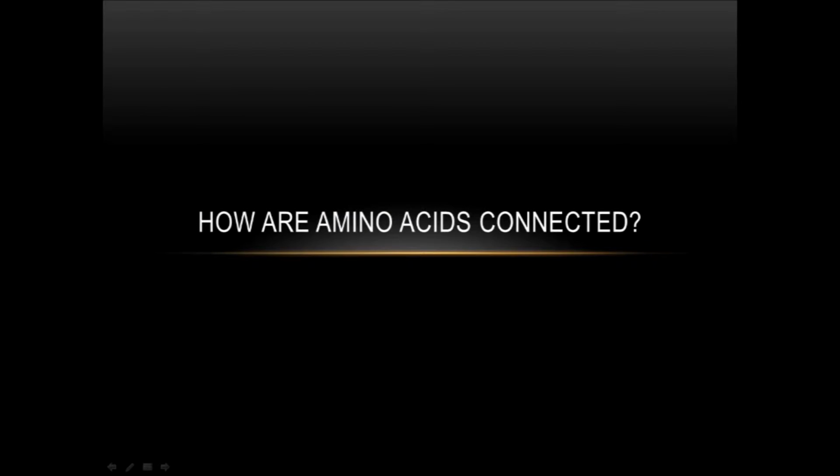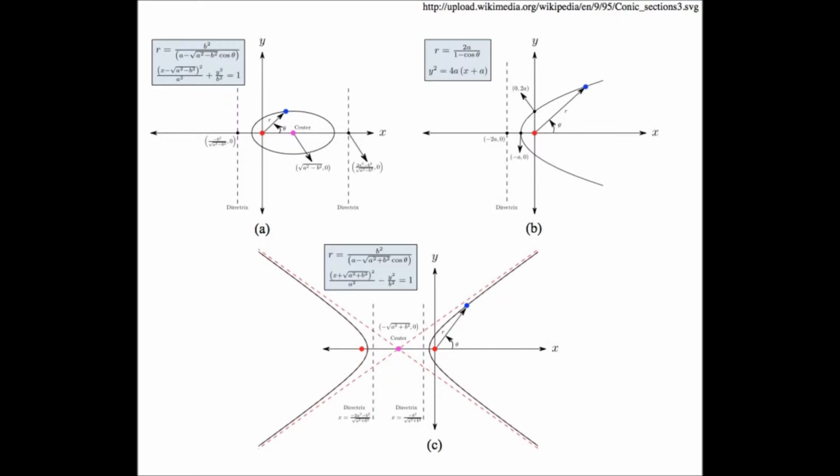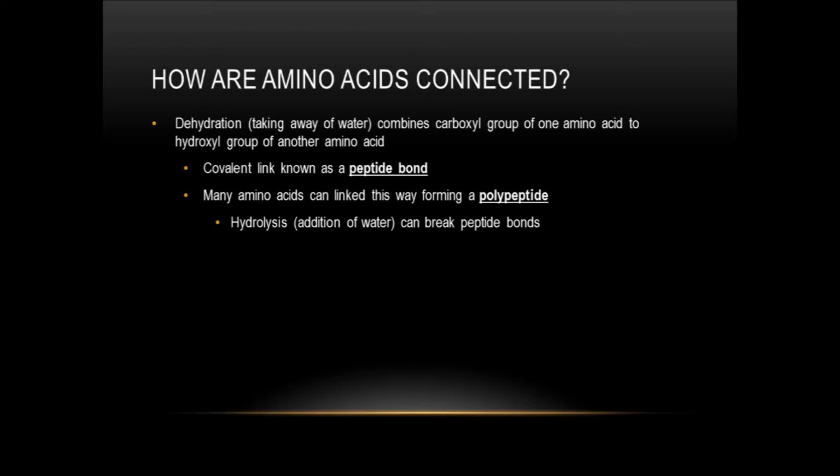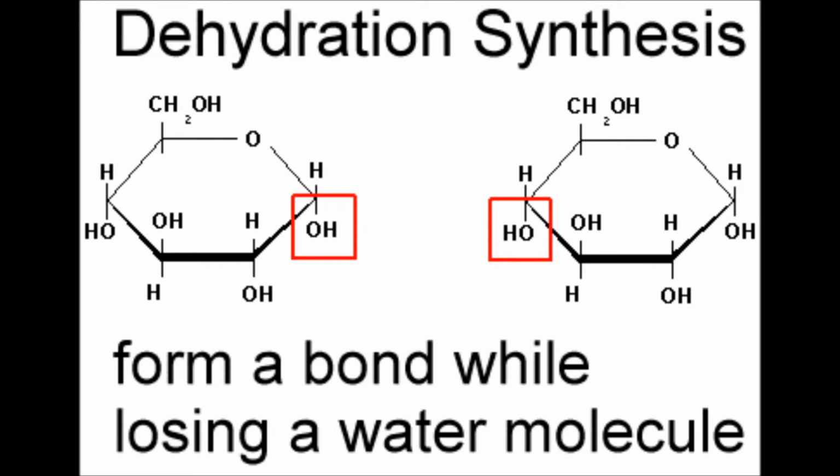How are amino acids connected? It doesn't require calculus to figure out this. It's one of two reactions, both of which are fairly simple. The dehydration reaction, which takes away water, will combine carboxyl groups and amino acids to hydroxyl groups of another amino acids. The covalent link is known as a peptide bond. The other type of reaction is a hydrolysis reaction, which requires the adding of water and can break peptide bonds.